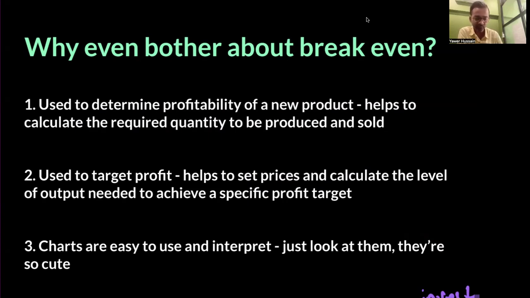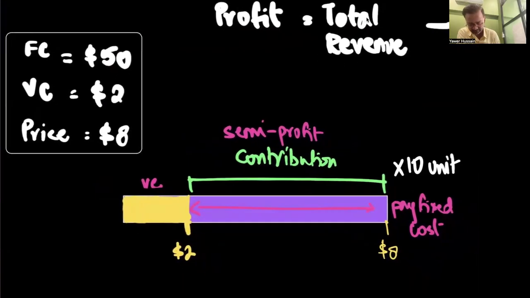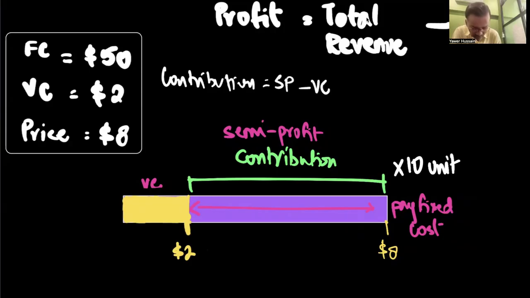Okay, so first of all, what contribution is, I want to explain that through a simple example. Let's say that a business is producing a particular good, and to produce that good, their fixed cost is $50. The variable cost was $2 per unit, and they're selling that product for $8. Now, what we know is that contribution is simply my selling price minus variable cost, right?